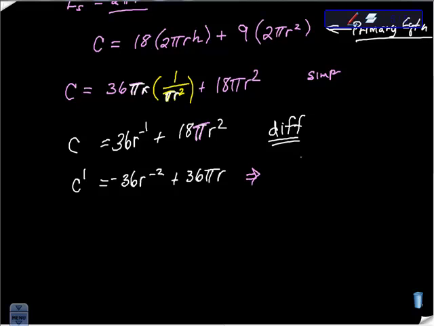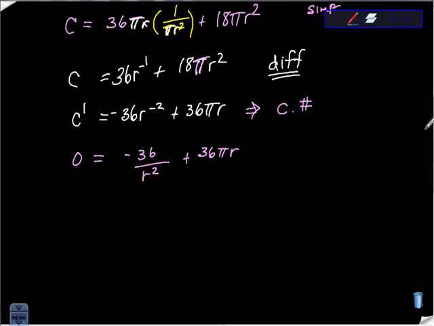Now I'm going to look for my critical values, or my critical numbers. So I'm going to set this thing equal to 0: negative 36 over r squared plus 36 pi r. If you want me to, let me know, and I'll go back and show you how I solved this, but I'm not going to right now. So what I am going to tell you is that I solved this out. I did my algebra, my arithmetic here, and I got that the radius was equal to 1 over the third root of pi.